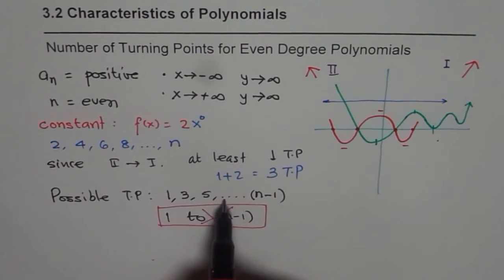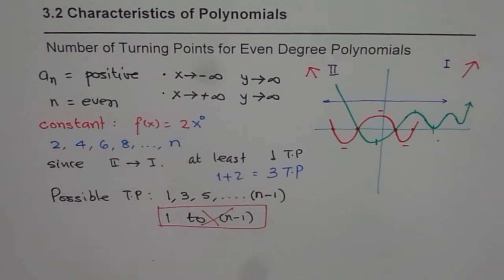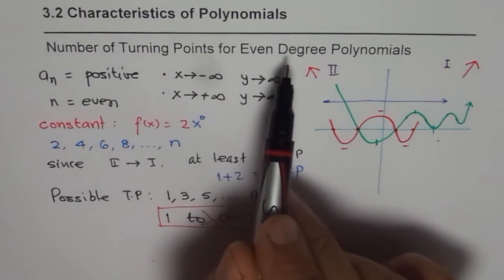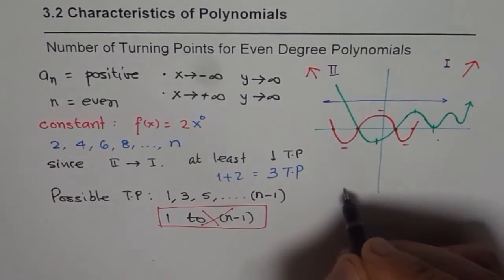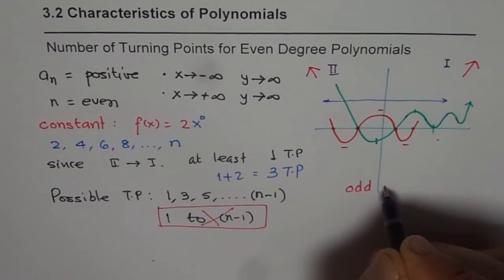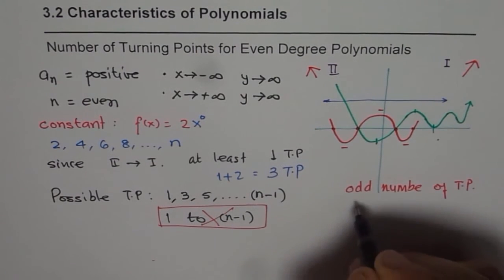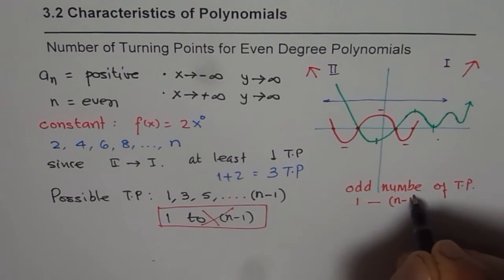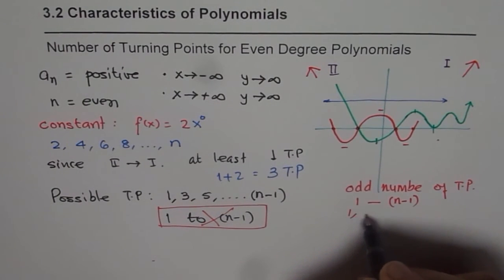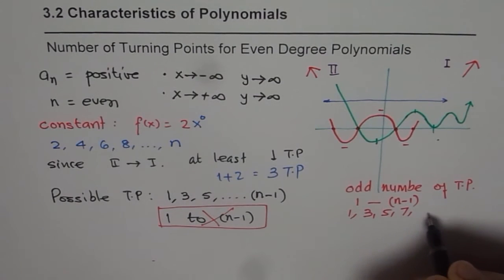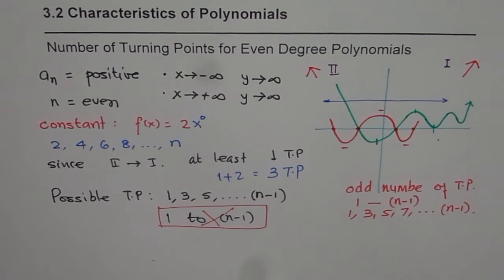Since we cannot have an even number of turning points, this is the point which is not very clear to some students, and they always lose marks on this question. So remember that the number of turning points for an even degree polynomial is always an odd number. So we have an odd number of turning points from 1 to n minus 1. What I'm trying to say here is the turning points are 1, 3, 5, 7, up to n minus 1. That is what I'm trying to say. I hope that's absolutely clear now, right? That should really help you.